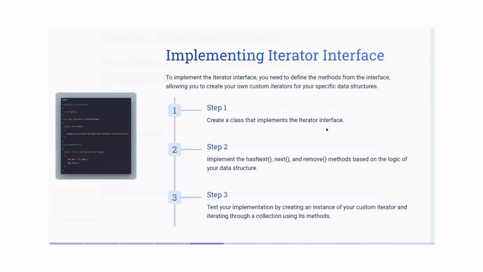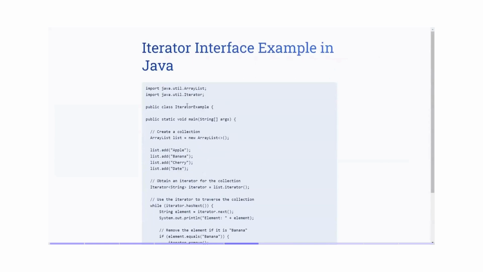Now coming to the implementation part of the iterator interface. To implement an iterator interface, you have to follow these steps. Step one is to create a class that implements the iterator interface. Step two is to implement the hasNext, next, and remove methods based on the logic of your data structure. Coming to the third step, test your implementation by creating an instance of your custom iterator and iterating through a collection using its methods.